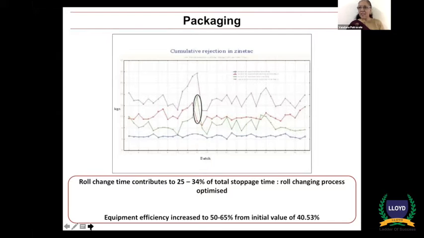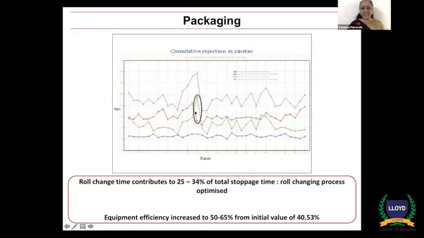Packaging. Can we do anything in packaging? was a question put by the management to the tech transfer team, because they thought packaging was taking a lot of time. And yes, they indicated that the roll change time contributes to 25 to 34% of total stoppage time. When you are changing the roll between the batches, that is taking time. So can they optimize on that time?